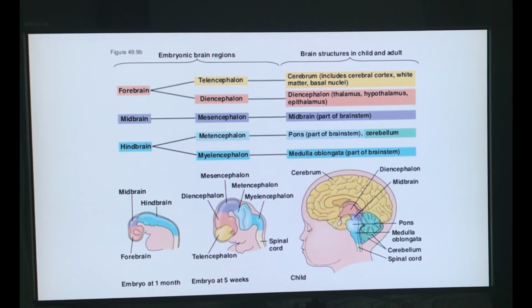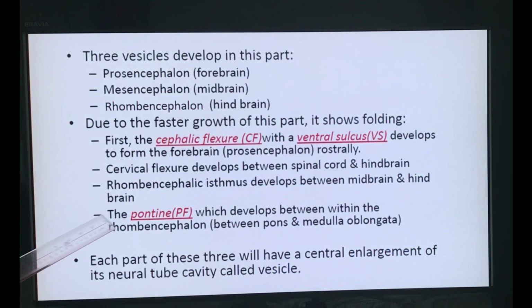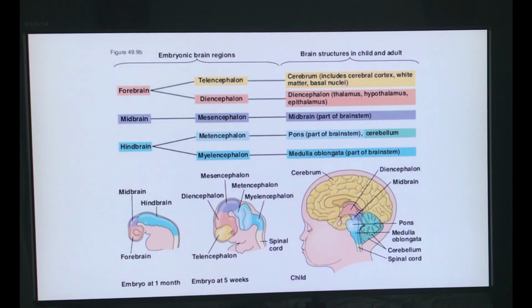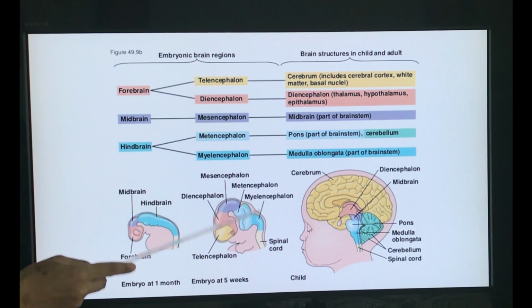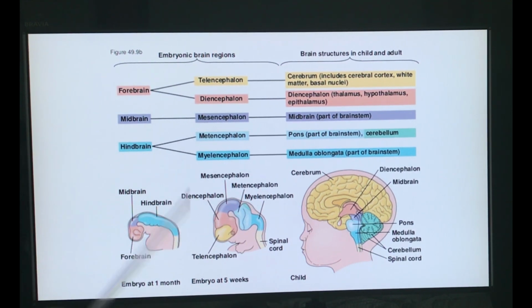Along with that, there will be formation of one more flexure at the dorsal aspect, called the pontine flexure, which develops within the rhombencephalon, separating the pons and the medulla oblongata. So two flexures are seen over here: one is the cephalic, the other is the cervical. The other one develops at the level of the rhombencephalon, and that is called the pontine flexure.